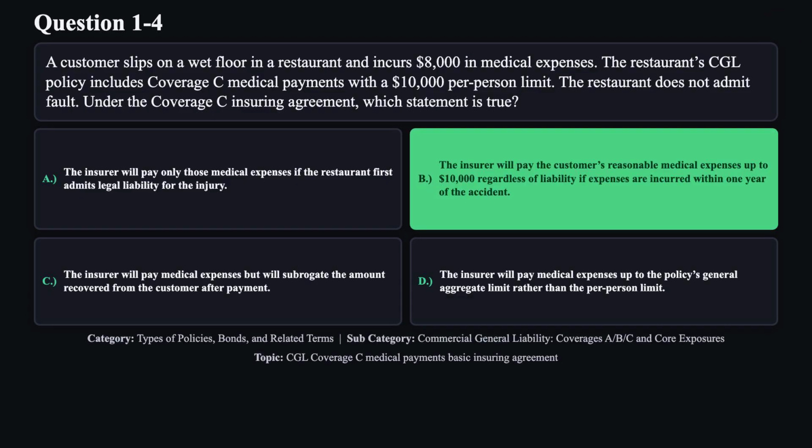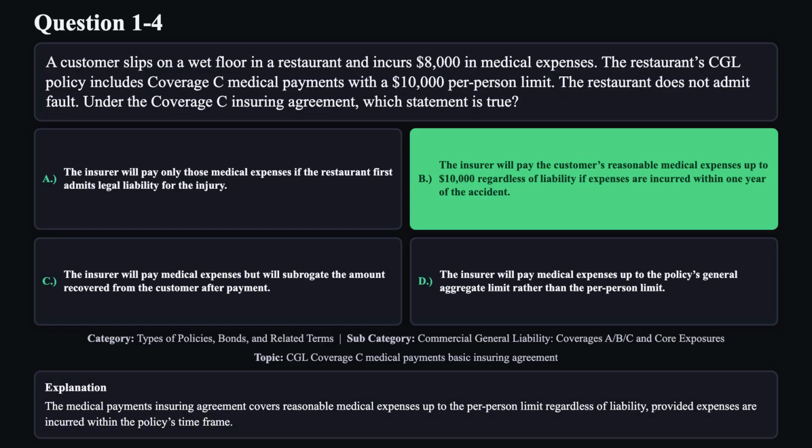The correct answer is B. The medical payments insuring agreement covers reasonable medical expenses up to the per-person limit, regardless of liability, provided expenses are incurred within the policy's time frame.